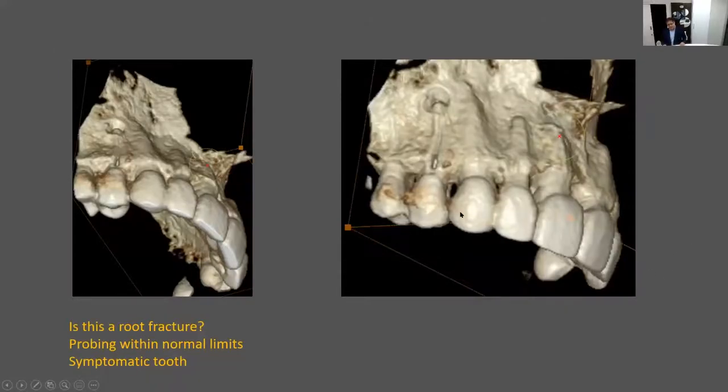Maybe tell me something about this. I mean, don't you think it's a classical kind of... Yes, it's a classic vertical root fracture. You can see the bone loss and you can even see the line when you adjust the CBCT. So you can see there's been a bit of bone loss in the mid buccal region, and the crack you can see travels down the root. Classic example of obviously a vertical root fracture.